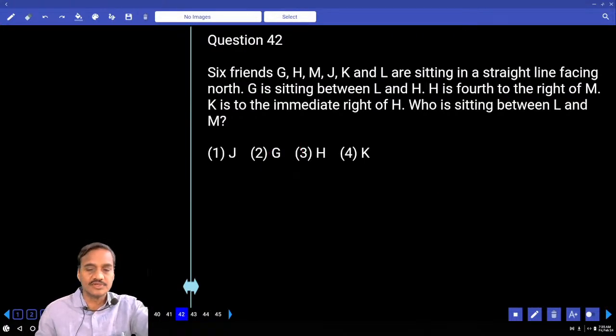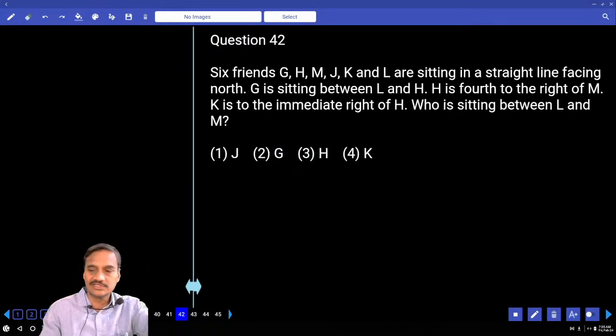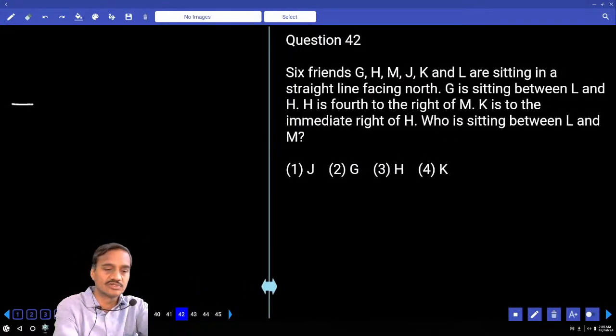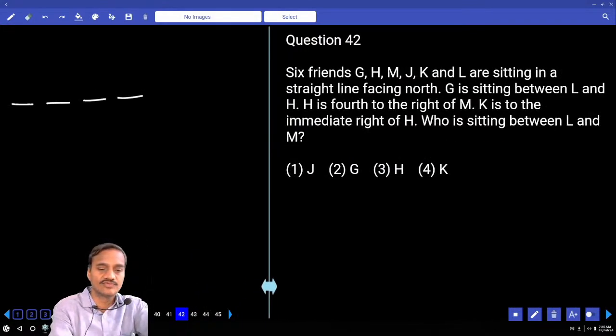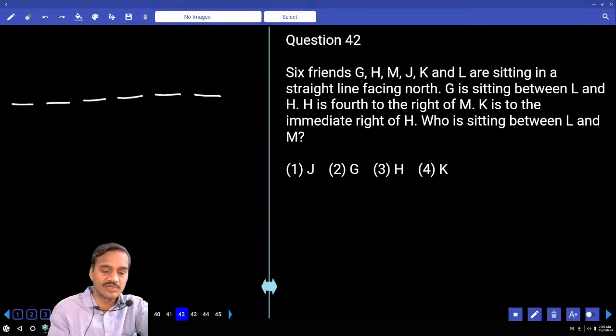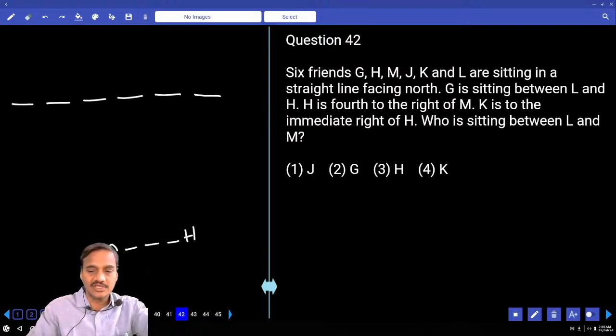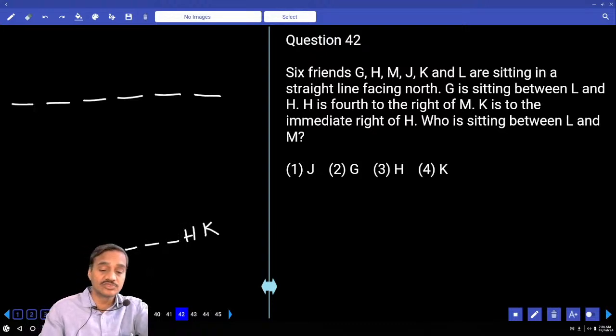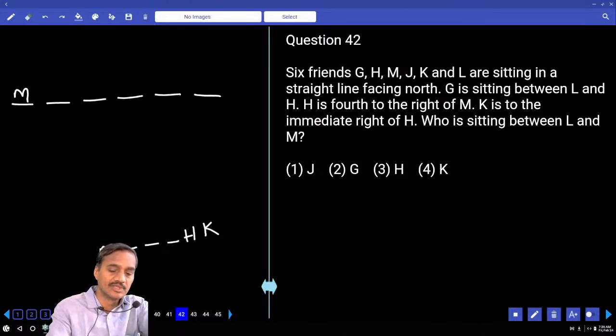Then coming to 42, there are 6 friends sitting in a straight line facing north. 1, 2, 3, 4, 5, 6. Then G is sitting between L and H. H is 4th to the right of M. M is here, H is 4th to the right of M, isn't it? And K is to the immediate right of H. Then how many possibilities do we have? The 6 members have come, right? M and H are here, K is here.